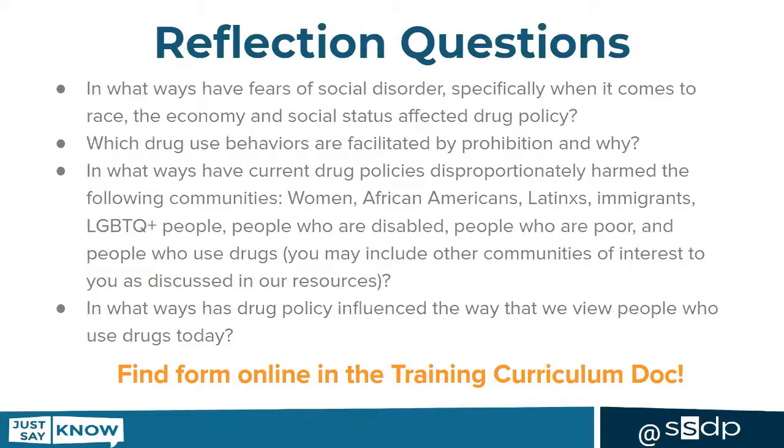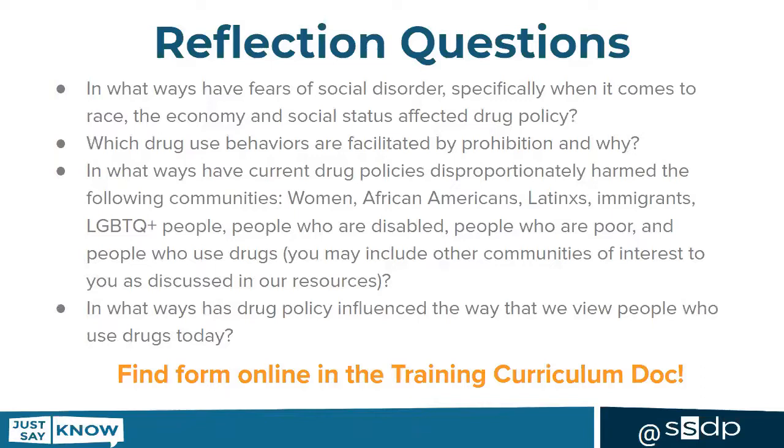Okay, so that brings us to our reflection questions. The first one is, in what ways have fears of social disorder, specifically when it comes to race, the economy, and social status, affected drug policy? So for the second question, I've touched on this a little bit here and there throughout this presentation. And as I've always talked about, sometimes with our training curriculum, you might have to dig a little deeper than what some of the resources include. But I'm wondering if you got a sense of which drug use behaviors tend to be facilitated by prohibition and why that might be so.